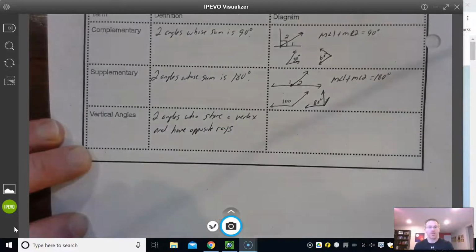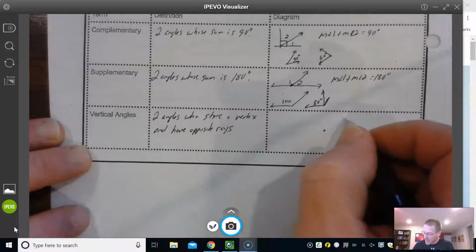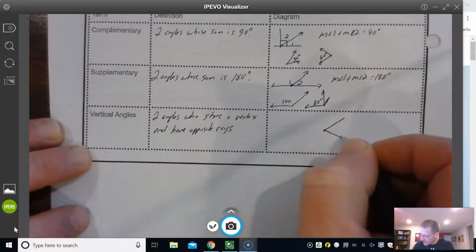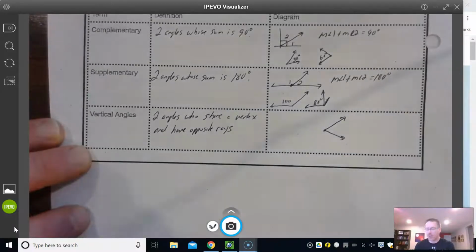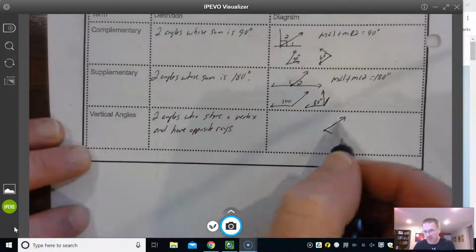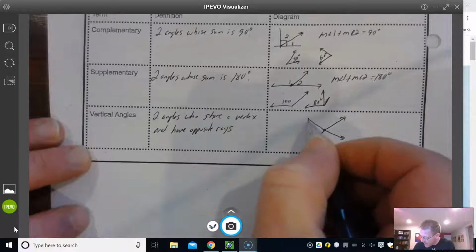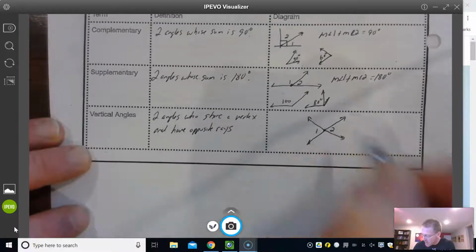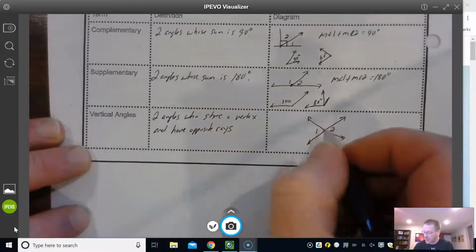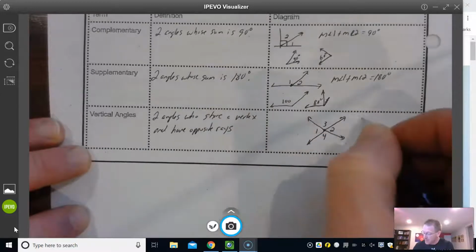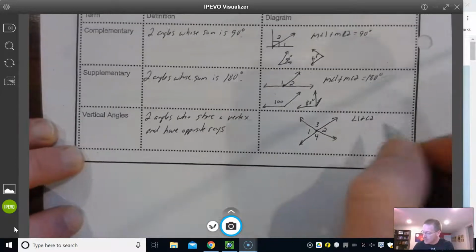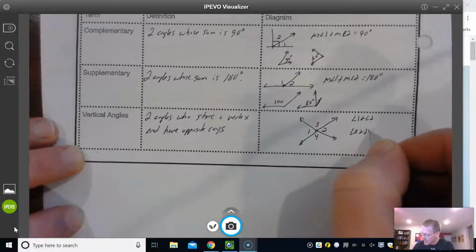All right, so two angles who share a vertex and have opposite rays. And so what does that mean? So if I draw this angle right here, notice it has to share the same vertex and they have to have opposite rays. So this would go this way, and then this would be the opposite ray here. So notice angle 1 and angle 2 would be vertical, as would be 3 and 4. So angle 1 and angle 2 are vertical, and angle 3 and angle 4 are vertical.